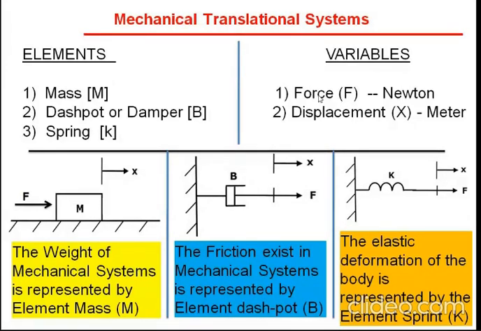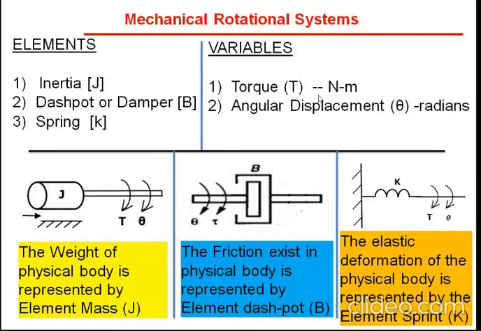Coming to the mechanical rotational system, everything is the same: three elements and two variables, but the symbol of mass has been changed from M to capital J. What is capital J? Capital J represents the motion of a rotational body, and force has been replaced by torque in case of rotational motion, and the displacement is replaced by theta.